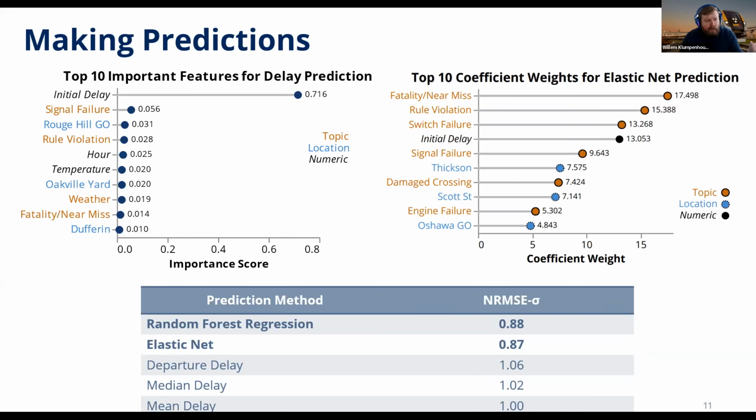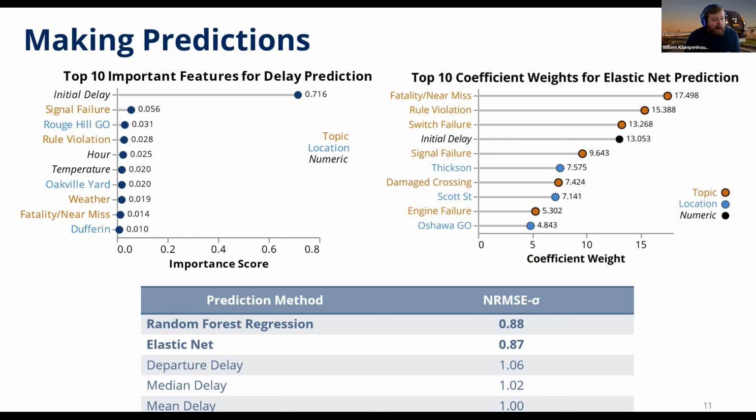But the interesting thing, we'll focus on the top right chart to see the major factors that influence the way the model makes predictions. And you can see at the top, so the orange colors are topics and the blue colors are locations of delay. The top three are pretty clear. So if there's a fatality or a near miss, obviously that's going to push the predicted delay up significantly. Same with rule violations and safety violations, and same with switch and signal failures, track failures, obviously push those delays up. So the model is making predictions using a certain amount of logic there that I think matches with experience.